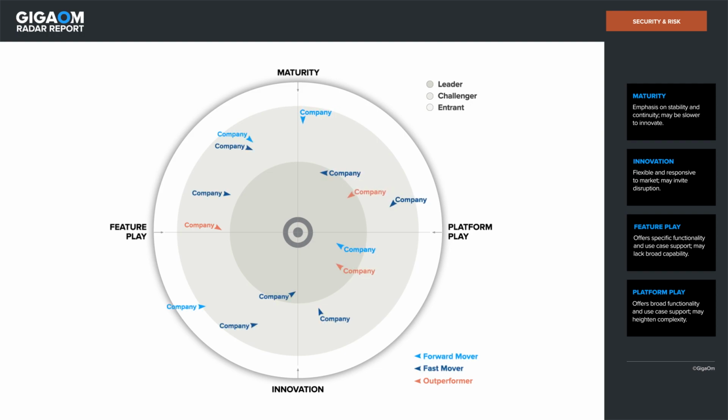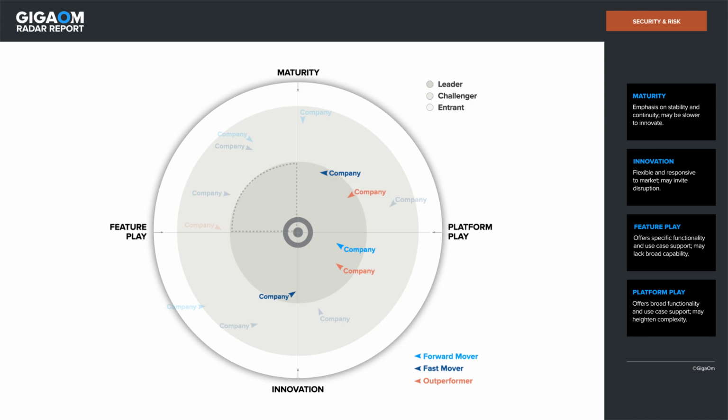If you combine all of this, you can see you have only 5 companies in the leader circle. You have 1 dark blue and 1 orange in the maturity platform play space. You have 1 light blue and 1 orange in the innovation platform play space. You only have 1 in the innovation feature play quadrant in dark blue. And you have none in the maturity feature play quadrant.